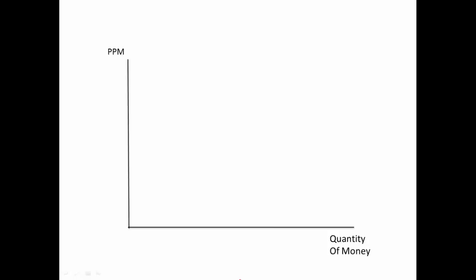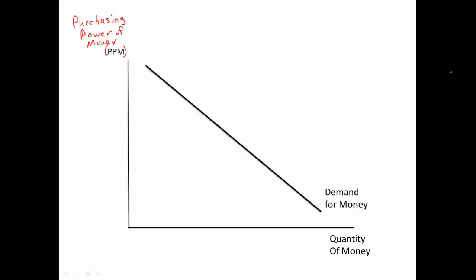I've got quantity of money on the horizontal. Instead of price, you'll notice I have something a little different. It's called the purchasing power of money. That's what PPM stands for. This is the purchasing power, or the unit value of money in terms of what you can buy with it. And let's add in a familiar downward sloping demand for money curve and a familiar upward sloping supply or marginal cost curve.